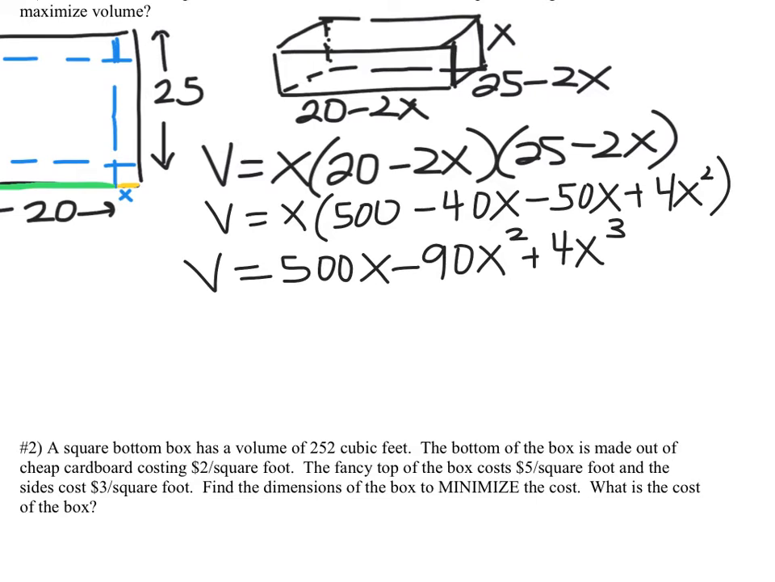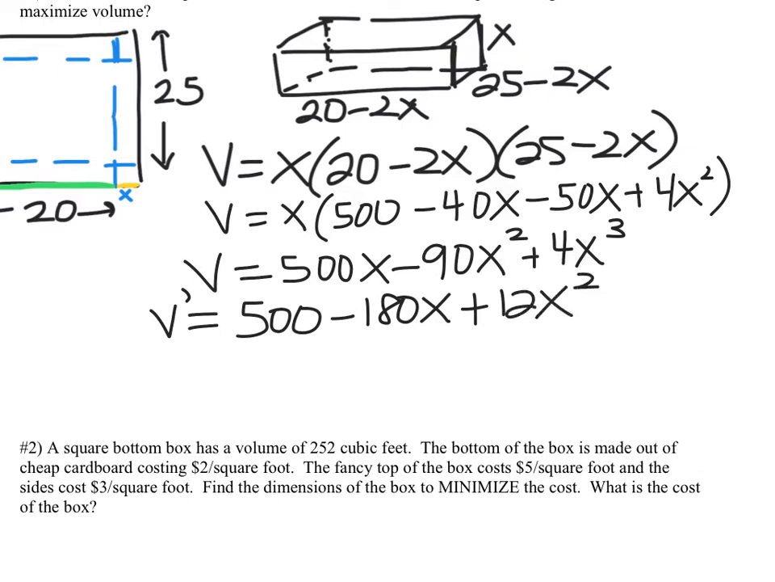Yep. So let's take the derivative of the volume. So we get 500, it's a cubic, so we're going to end up with a quadratic when we take the derivative, minus 180x, plus 12x squared. So set that equal to 0.